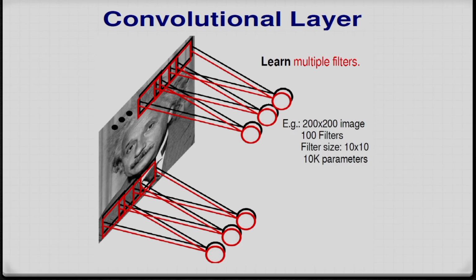And here again I am showing the concept of the convolution layer. So we can consider multiple filters. Instead of considering only one filter, we can consider multiple filters. So in this case I am considering a 200 by 200 image, and maybe we can consider 100 filters, and the filter size will be 10 by 10. Then corresponding to this I may have 10k parameters. So we have to do the convolutions.